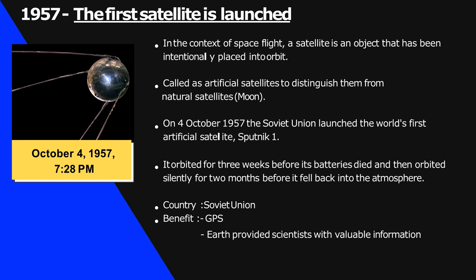On 4 October 1957, the Soviet Union launched the world's first artificial satellite, which is Sputnik 1. It orbited for 3 weeks before its batteries died, and then orbited silently for 2 months before it fell back into the atmosphere. Tracking and studying Sputnik 1 from Earth provided scientists with valuable information. The density of the upper atmosphere could be deduced from its drag on the orbit, and the propagation of its radio signals gave data about the ionosphere.